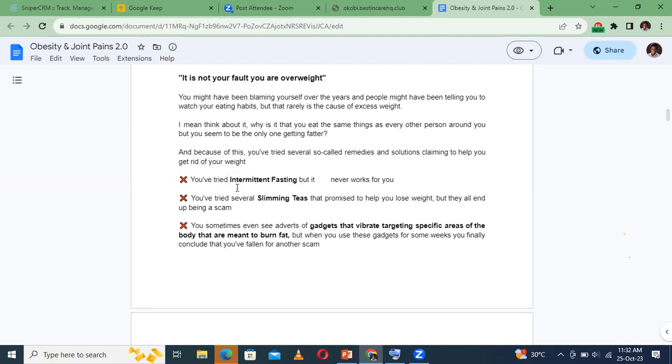So let's continue. You've tried intermittent fasting, but it never worked for you. You've tried several slimming teas that promise to help you lose weight, but they all end up being a scam. You sometimes even see adverts of gadgets that vibrate, targeting specific areas of the body that are meant to burn fat. But when you use these gadgets for some weeks, you finally conclude that you're falling for another scam. Let's go on.